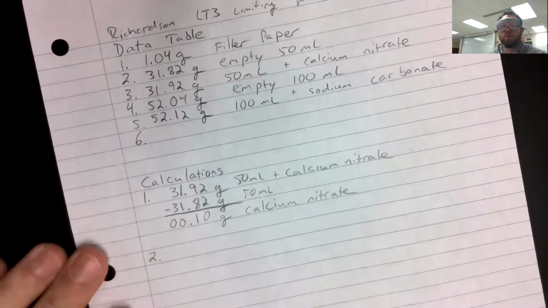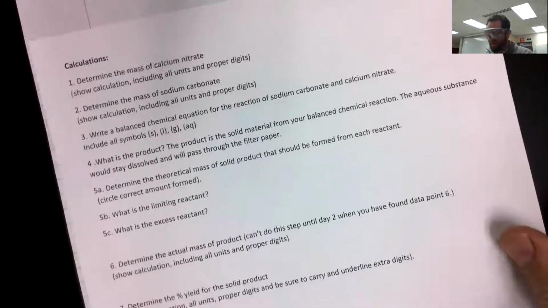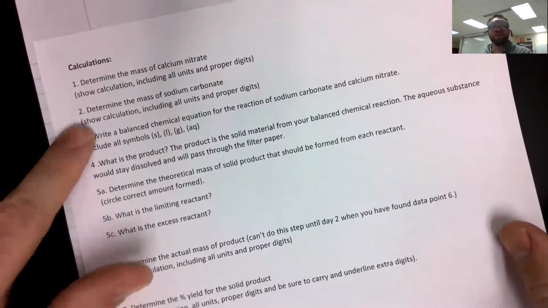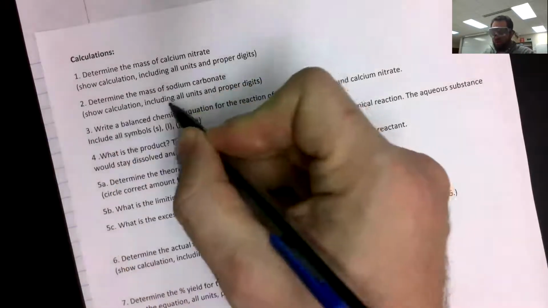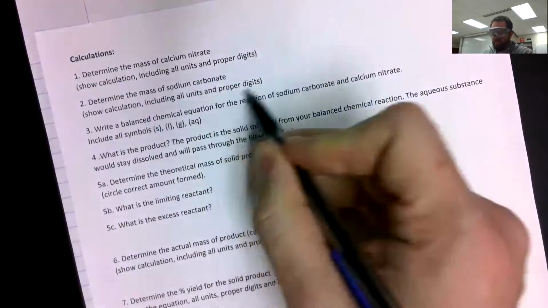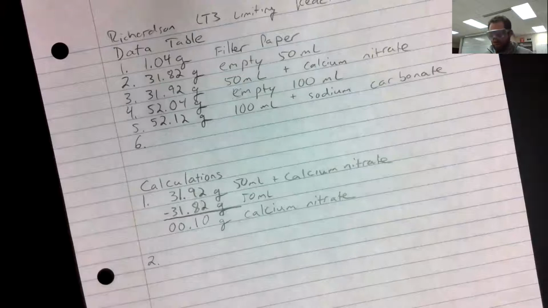Calculation number 2. For calculation number 2, you guys are asked to determine the mass. Don't need to hold it upside down. I've got the camera right on here. All right, so for number 2, you guys are asked to determine the mass of sodium carbonate. Again, you need to show me all your units and your proper digits. I need to see those just like we did in this problem up here. So I'll give you guys a minute here.